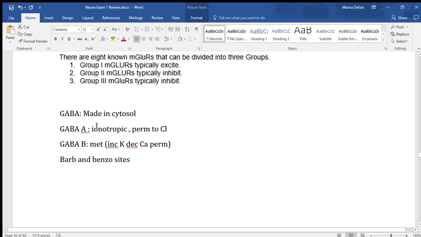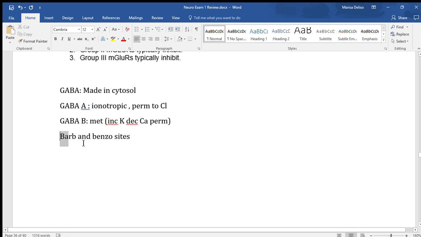So GABA, again, is made in the cytosol. Really what you need to get from this is that barbiturates and benzos work on this. They increase GABA. So know that there are two different receptors. Both have the same end goal, which is inhibitory, right? One is going to be permeable to chloride, which is a negative ion, obviously, and decreases membrane charge. And then we have GABA B, which increases potassium. And again, we know that potassium and calcium have that inverse relationship, so that will decrease calcium permeability.